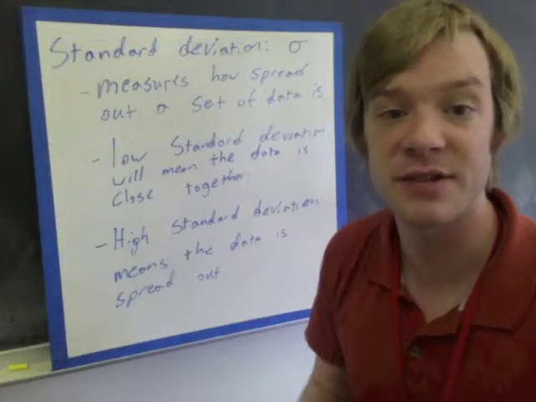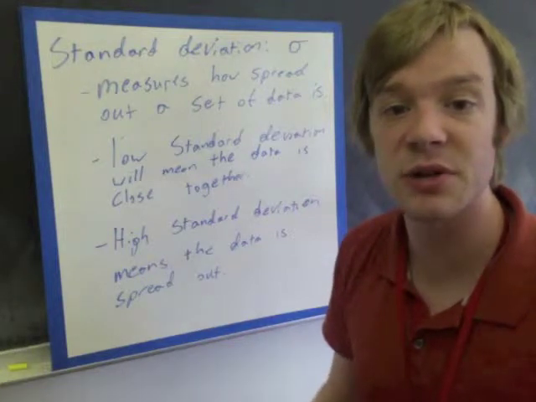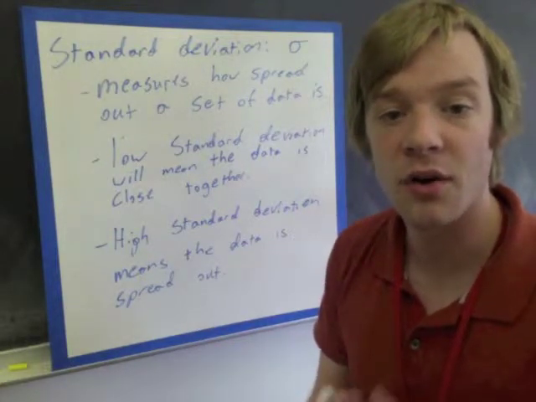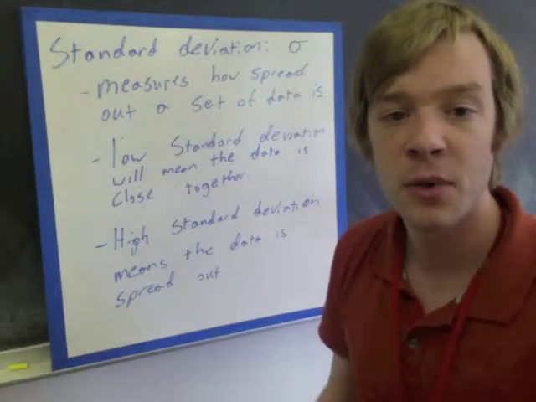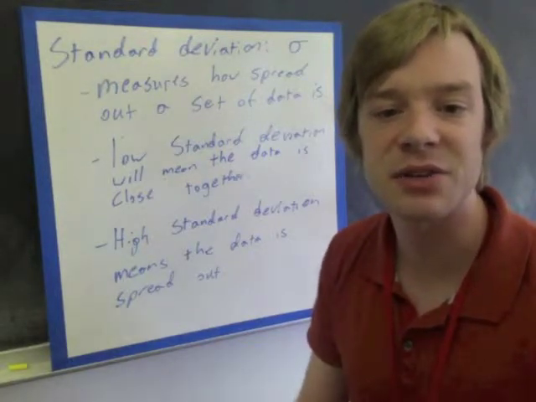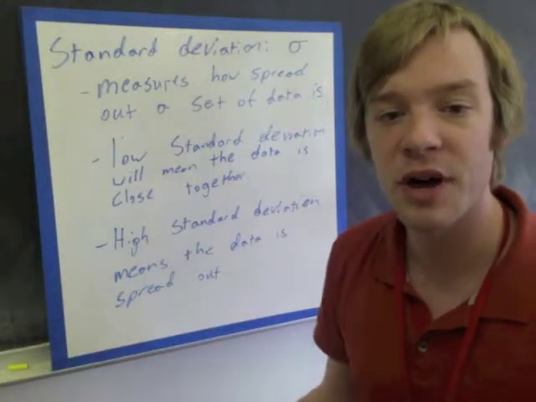For instance, if we have low standard deviation, this means the data is really close together. All of the numbers are relatively close to each other. They're not very spread out. Whereas if we have a high standard deviation, it means our numbers are kind of all over the place. They're really far apart. They're not necessarily close together.